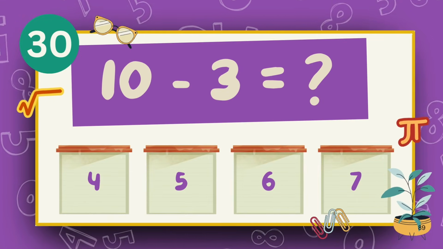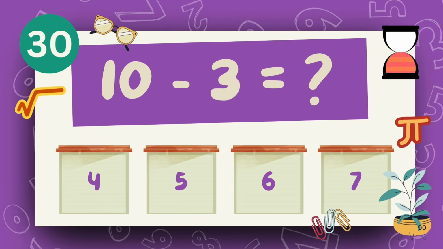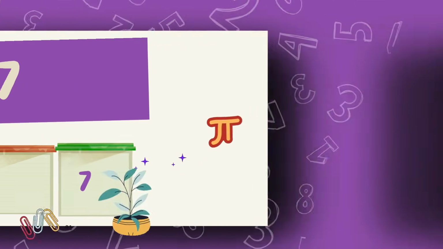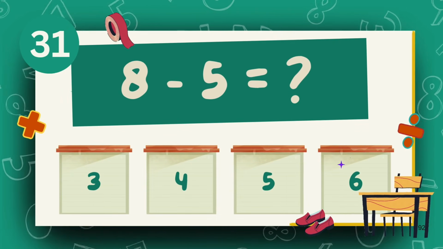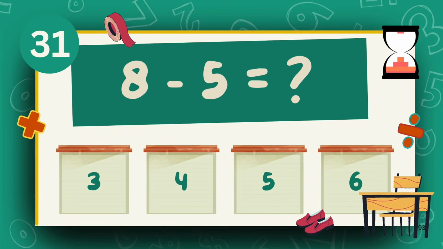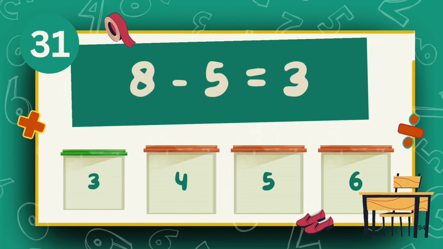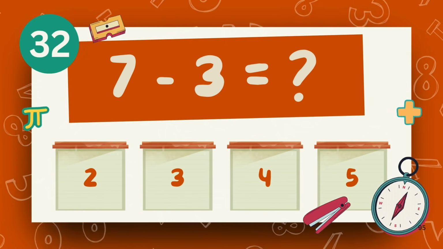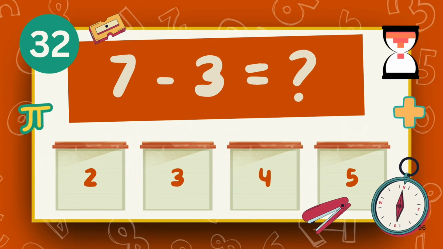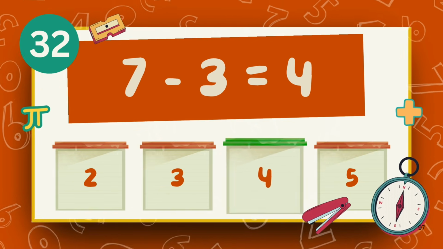What is 10 minus 3? The answer is 7. What is 8 minus 5? The answer is 3. What is 7 minus 3? The answer is 4.